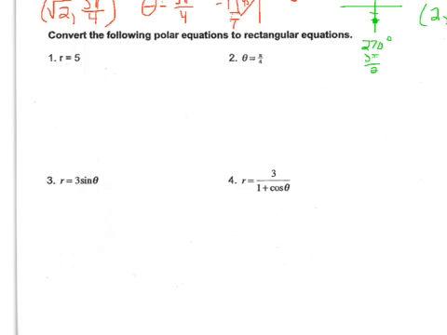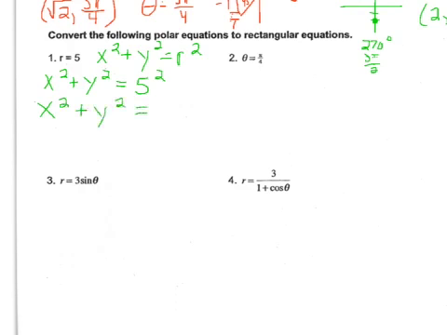Now we're going to use those same equations to help us convert polar equations to rectangular equations. So we have the equation r equals 5. So we're going to use x squared plus y squared equals r squared to change this from a polar equation into a rectangular equation, which is an equation that has x's and y's in it. So all we need to do is plug in 5 for r. So we get x squared plus y squared equals 25.